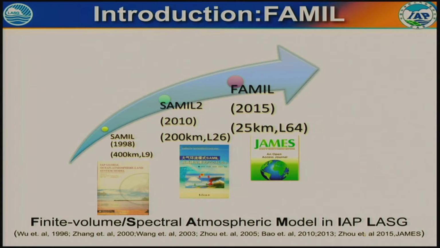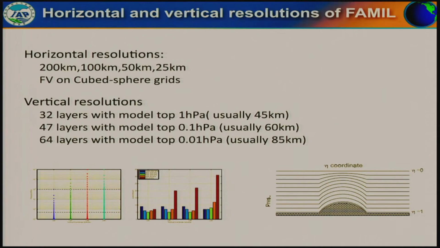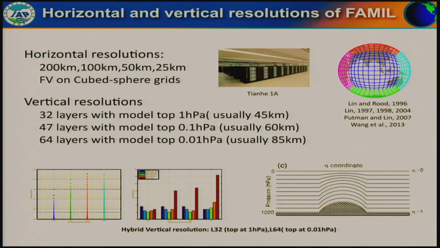It's the FAMIL model. We use the finite volume dynamic core. The highest horizontal resolution is 1/4 degree, and the highest vertical resolution is 64 layers. The model top is at 0.01 millibar. Okay, this is the horizontal and vertical resolution of this model. I'll just give a brief introduction. We have a 2-degree model, 1-degree model, half-degree model, and a 1/4 degree model. We use the finite volume dynamic core on a cubed-sphere grid. And for the vertical resolution, I have 3 choices. One is 38 vertical layers with model top at 1 millibar, another is 47 layers with model top at 0.1 millibar, and a 64-layer model with model top at 0.01 millibar.